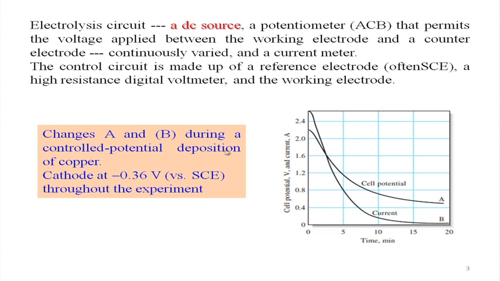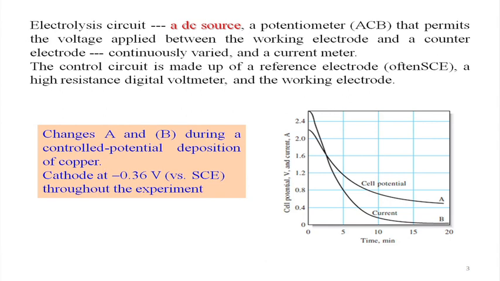So, we get these changes for A and B during a controlled potential deposition of copper. Basically, as we have seen, we started our discussion in this class with putting an iron nail or iron rod in copper sulfate solution, but in another way you can also have the deposition of copper on any other type of electrode.